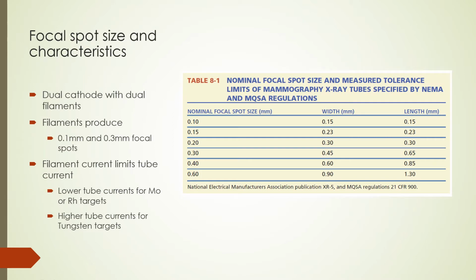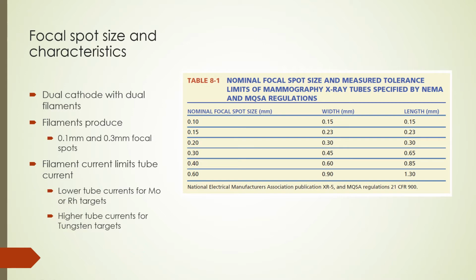Mammography tubes are designed with dual filament cathodes. The filaments produce focal spots of 0.3 mm or 0.1 mm at the anode target. The small filament is used for magnification imaging because it produces less geometric blurring. Because of the relationship between filament current and tube current, feedback circuits are used to adjust the filament current as a function of kV to deliver the correct tube current.